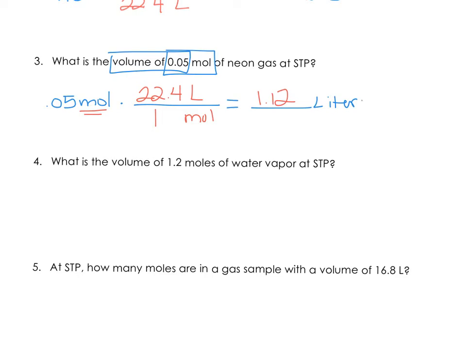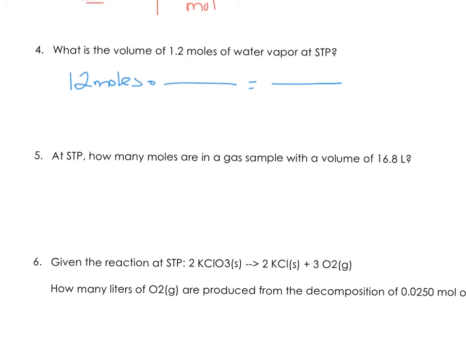Alrighty, so I would like you to try number 4 and unpause me when you want to see the answer. Our given is 1.2 moles of water, and we want to know the volume, so we want to know the liters. All I need to do is plug in my conversion factor, 1 mole for every 22.4 liters, and I'm going to get my number of liters, which actually comes out to 26.88 liters.